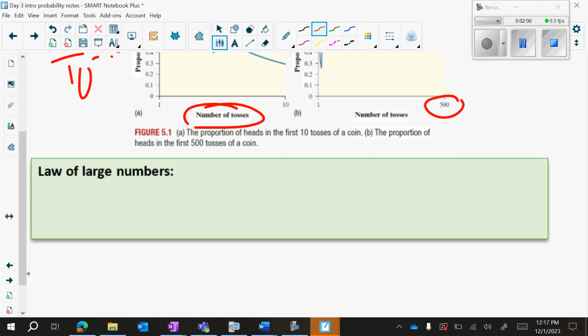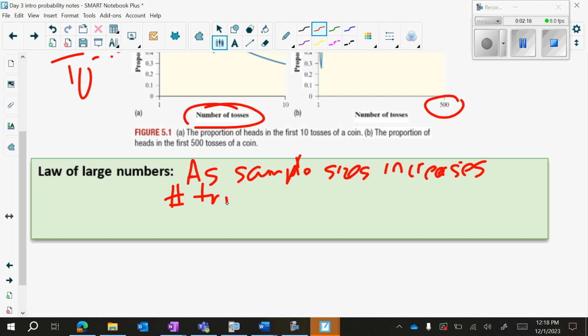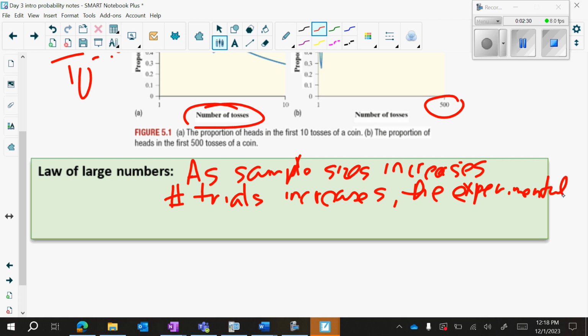So the law of large numbers says, as the sample size, which is in this case the number of tosses, increases, and the number of trials in this case increases, the probability, which is the experimental probability, will get closer and closer to the ideal probability. Sorry, I'm spelling it wrong.